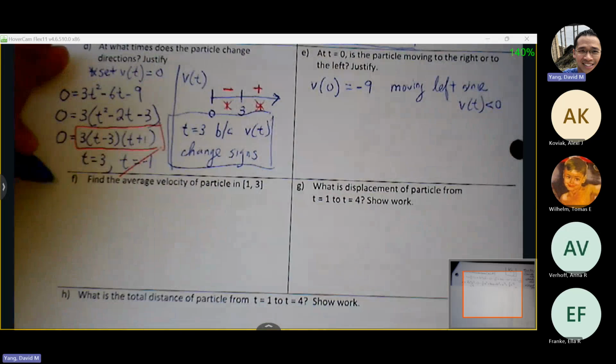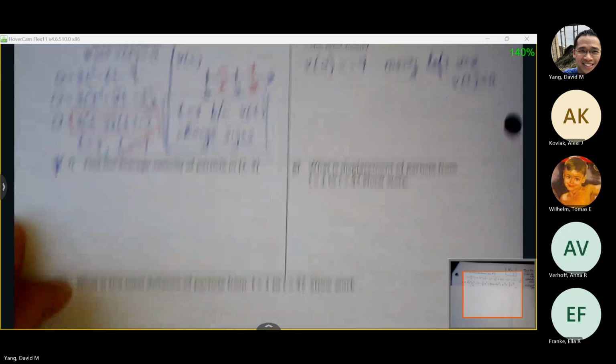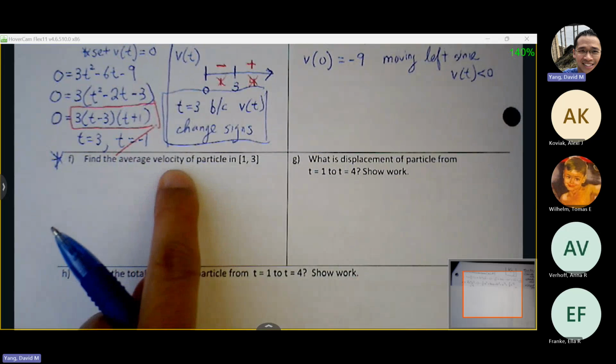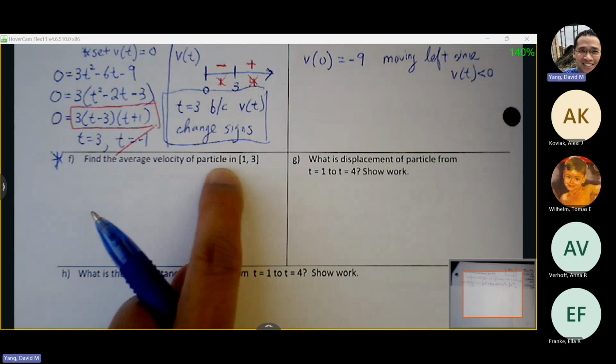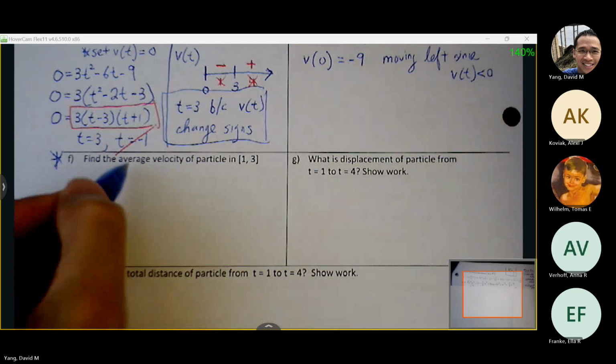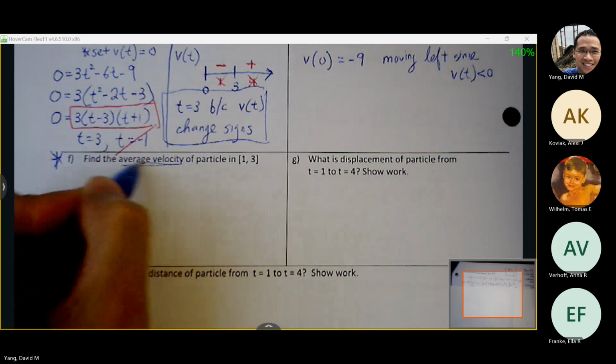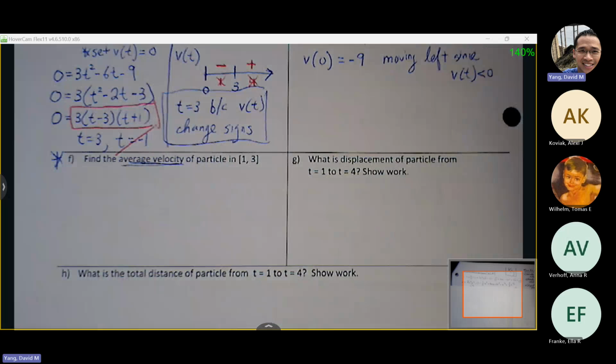All right, part F. This is a trouble spot for some students. Find the average velocity of the particle from 1 to 3. How do we define average velocity? Change in position divided by the change in time. It is just the slope of the position function. We don't touch the velocity function. Sometimes I see students doing slope with velocity. They would do v of 3 minus v of 1 over 3 minus 1. That's something else, right? We're not going to use velocity at all.